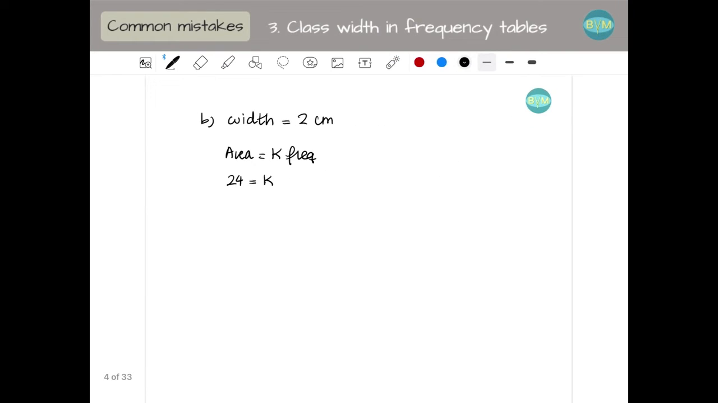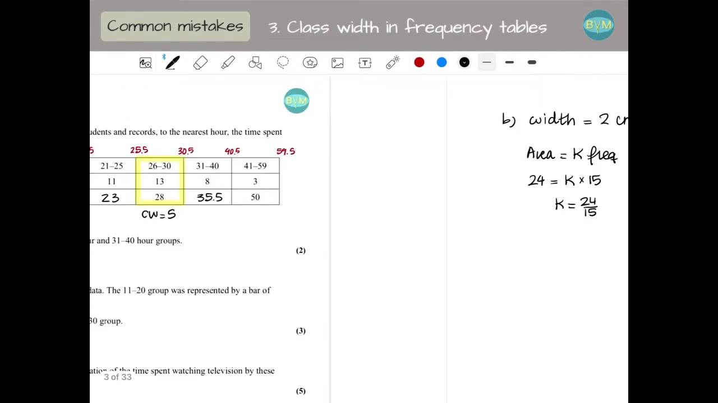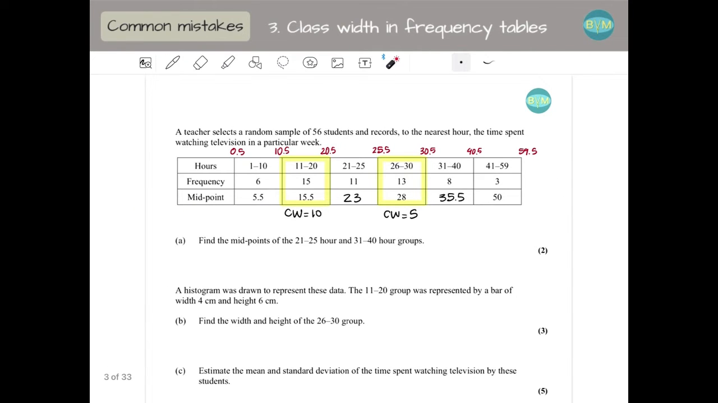So we have a constant of proportionality that is going to be 24 over 15, and that will apply to any bar in the histogram. So for the second bar that we are representing, we know the area is going to be our constant times the frequency. In this second bar we don't know the area, that's what we need to find, but the frequency is 13.